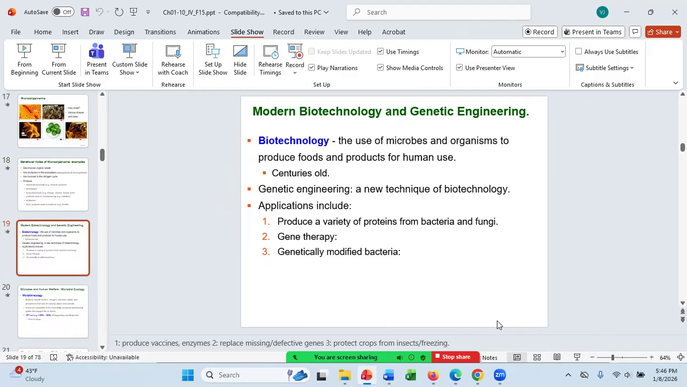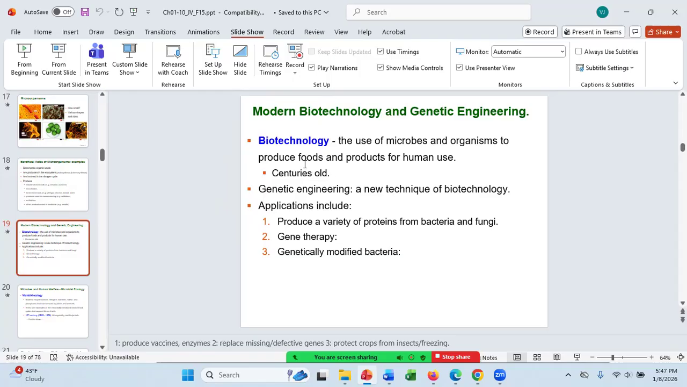All right, let's talk a little bit about biotechnology and genetic engineering. Biotechnology is the use of microbes and organisms to produce food and products for human use. Biotechnology is actually centuries old. An example of biotechnology is making kimchi or coleslaw. Fermented cabbage to make coleslaw. Biotechnology to make a human product for human use.